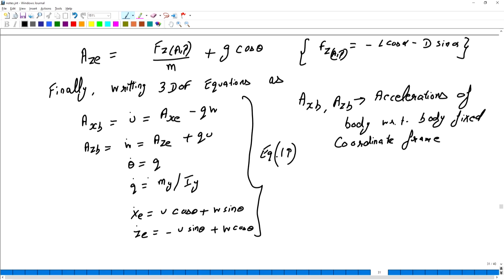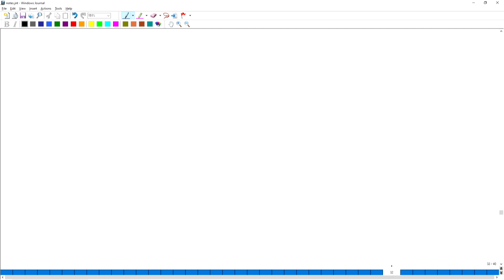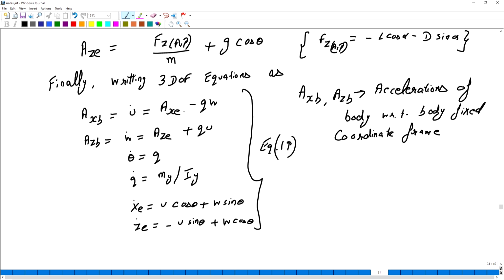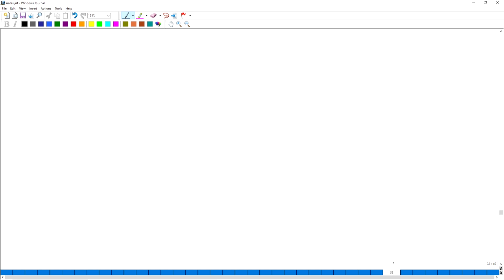All right. Now, before I proceed further, I have seen students struggle with the units of these equations, whether they have to use in the numericals or in Simulink. So I always suggest to match the units on the left hand side and the right hand side. So for example, AXB or U dot, here U dot is in meters per second square. So U dot unit should be meters per second square.